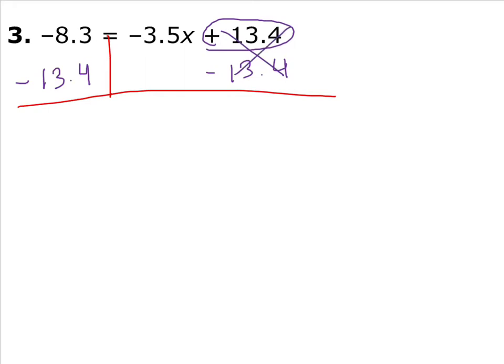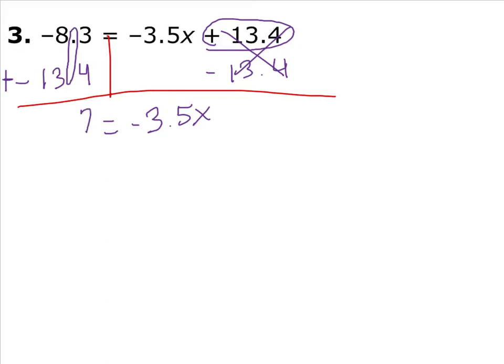So my 13.4's cancel, which leaves you with negative 3.5x equals, well, remember, I'm subtracting 13.4, which would be the same thing as adding a negative, so I'm going to go ahead and switch that to a plus negative. Since my signs are the same, that means I have to add them up, line my decimals up here. They're already lined up, so now I add.